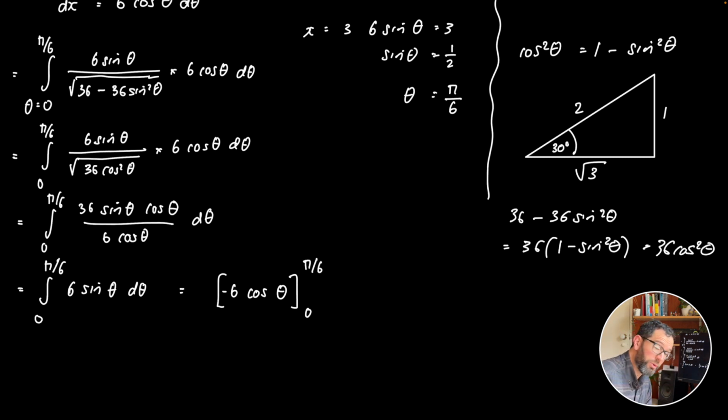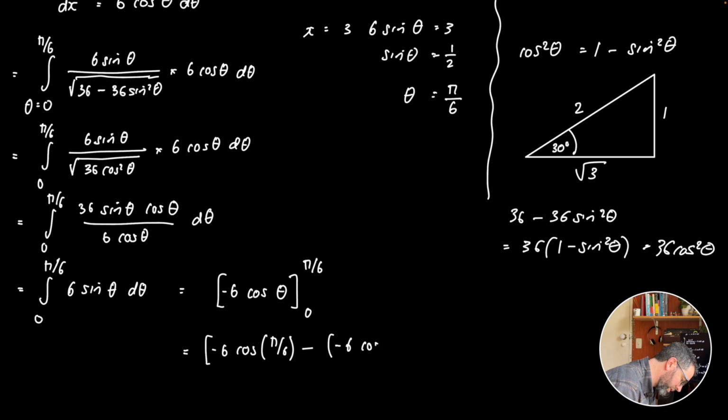Because we're doing a definite integral, we don't need to change our variable back into x. We could if we wanted to, because we know from our triangle that cosine theta, for example, would be root 3 over 2. Cosine of 30 degrees is root 3 over 2, when we have theta equals pi over 6, and we could go back through and actually change it back into x's and things, but we're not going to worry about that. Because it's definite, we can just substitute in our values just here. So that will be negative 6 cosine pi over 6 minus negative 6 cosine 0.